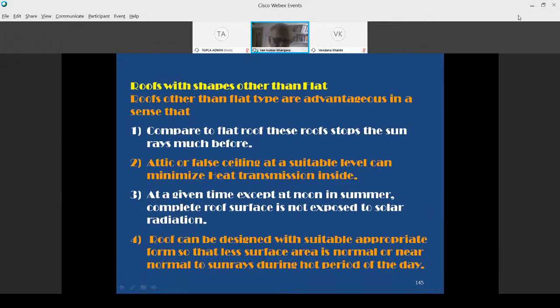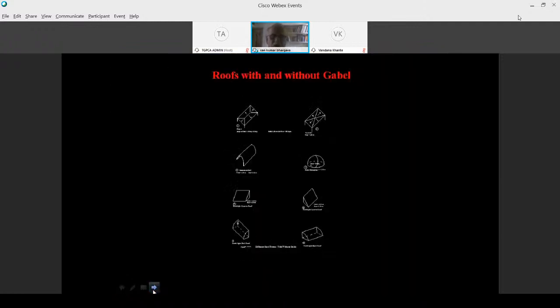We have already discussed this, friend. This is a hipped roof. This does not have a gable end. This is a pyramidal roof. This will not have a gable end. Roof with gable end could be of a semicircular or elliptical shape, or there could be a whole roof also in the same form.